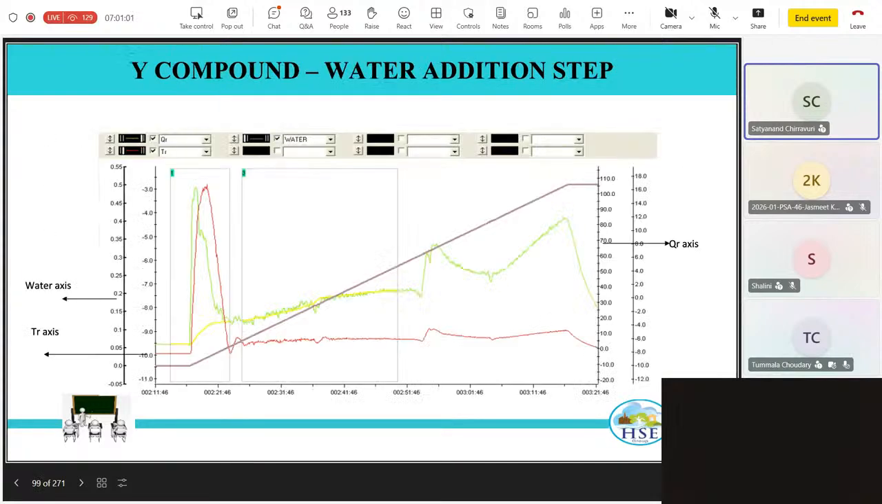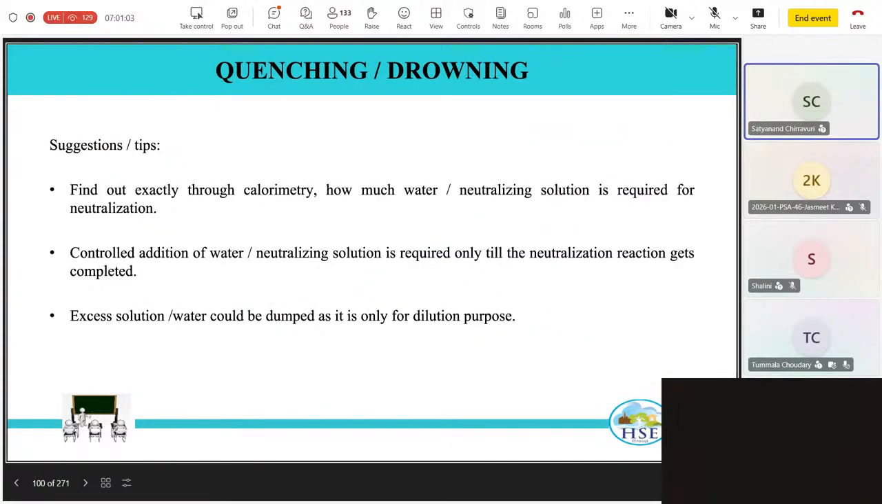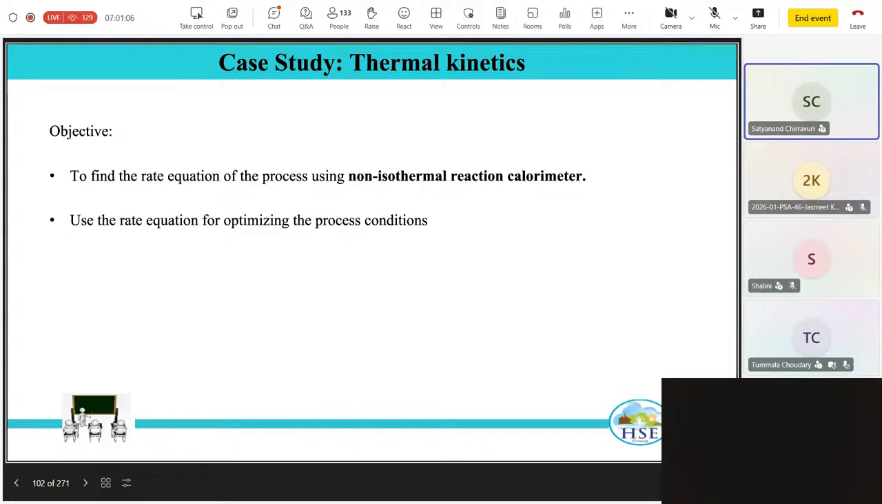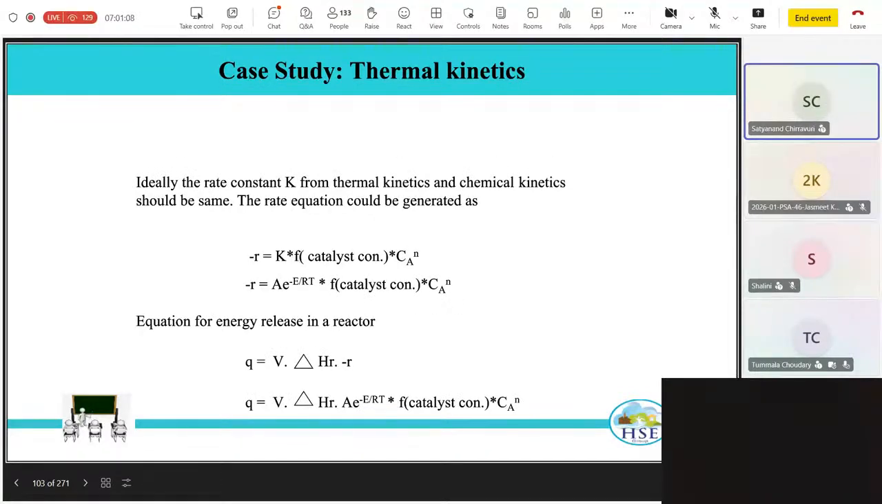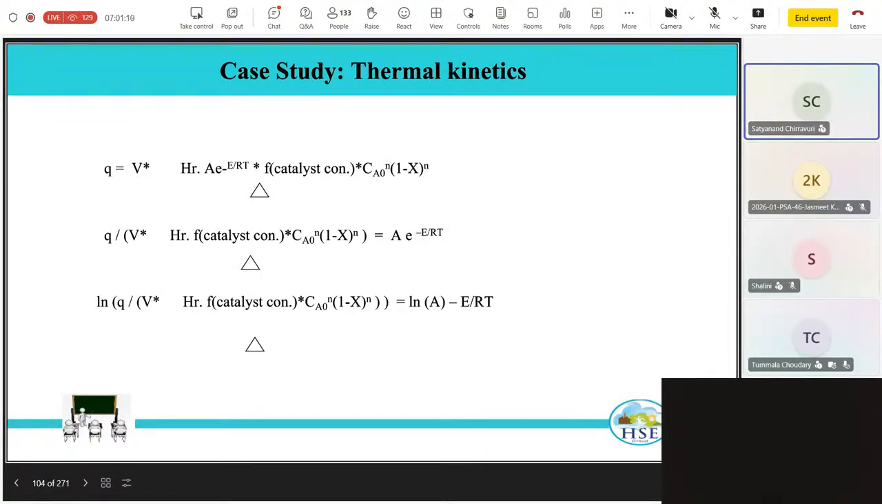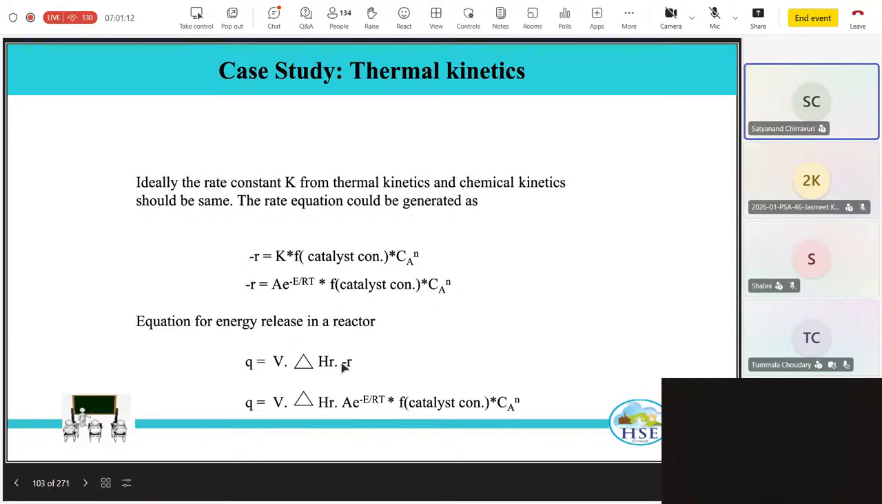I have a few more case studies, but I'll quickly skip through because I can share the presentation, as we have only 10 minutes. One person was asking a question, I just forgot the name, about thermal conversion and chemical conversion.